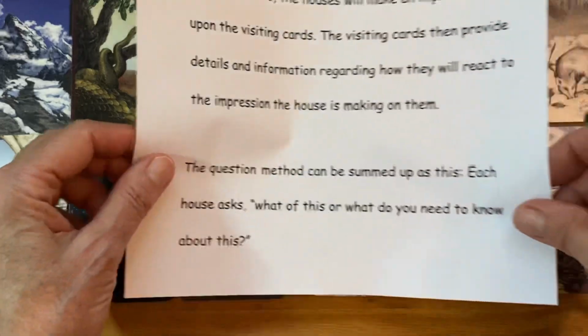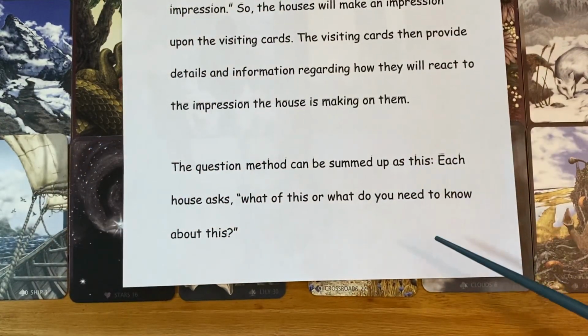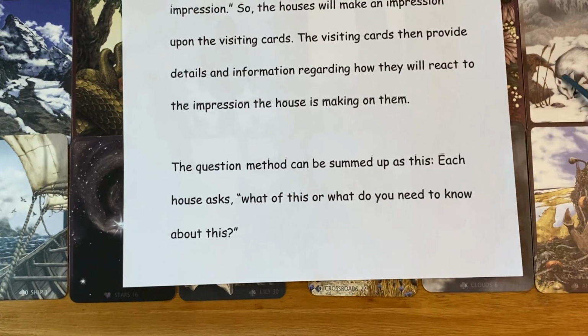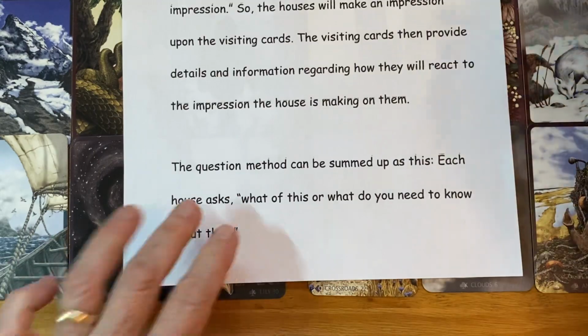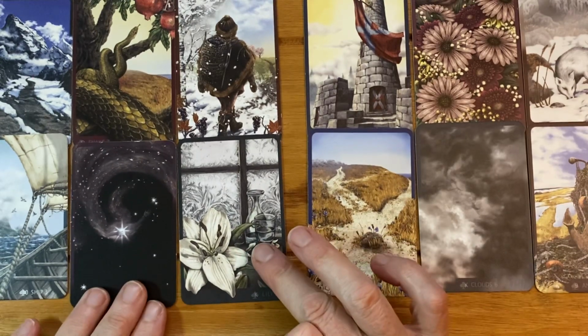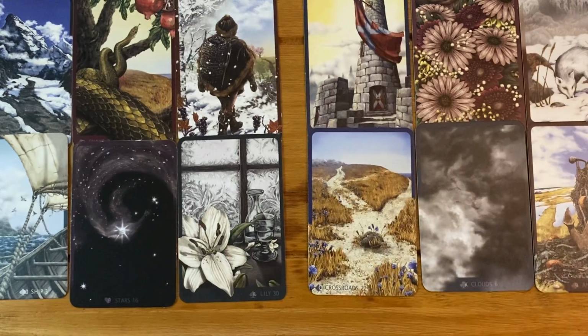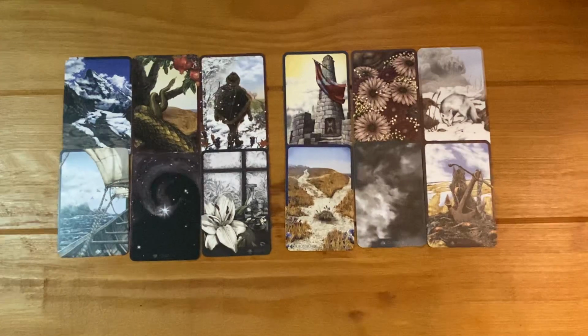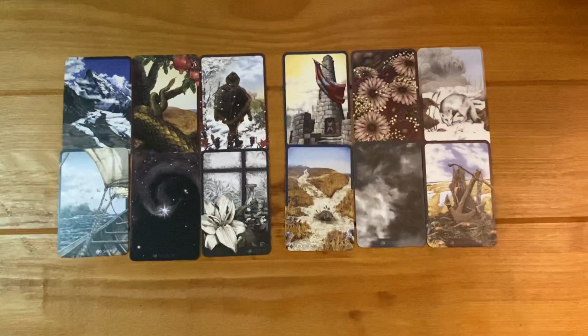Okay, so now my question method can be summed up as this. Each house asks a question. What about this? What do I need to know about this? What of this? Okay? So that's my question method. And that method I came up with, it just naturally came to be basically because of the types of readings I predominantly do, which are animal readings and advice readings, readings to get in touch with your higher self or your intuition, all right? And using the houses to ask questions just naturally came about.